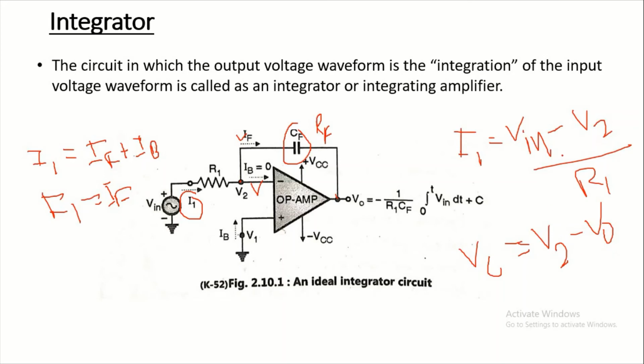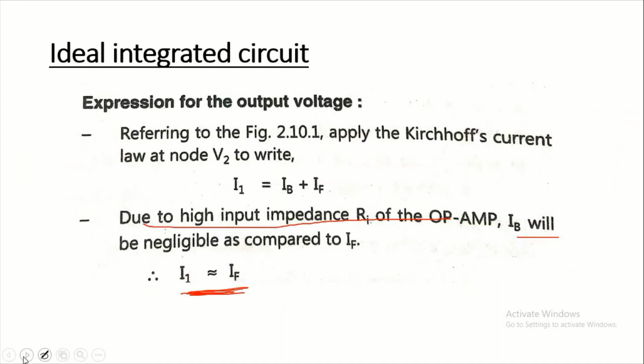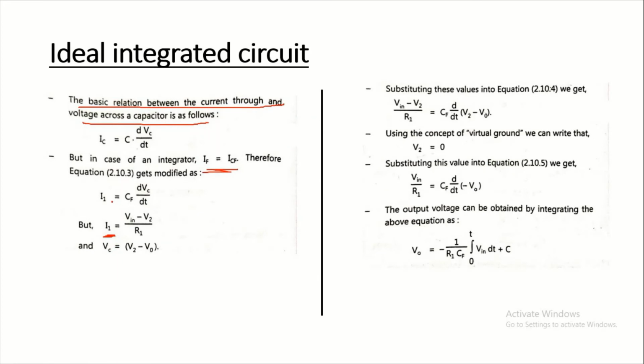Now the values of I1 and VC we put in this equation. Which equation? This equation: I1 is equal to CF dVc by dt, and the value of I1 is VIN minus V2 divided by R1, and the value of VC is V2 minus V0. So the equation becomes like this.